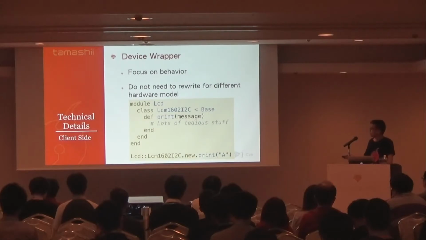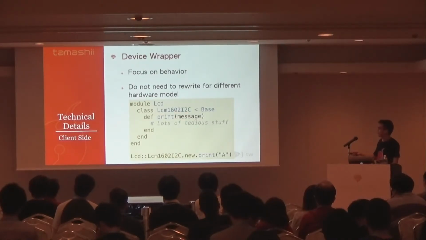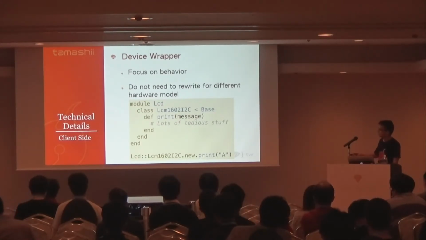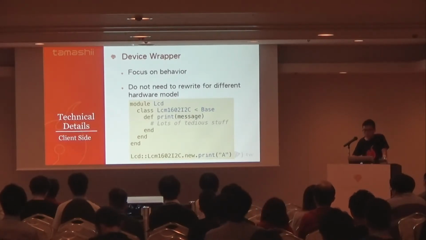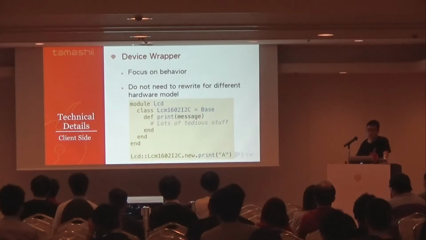Like this. We have a Ruby object called LCM1602-I2C. It has a method called print, and we will print the message with those tedious protocols, and the user doesn't need to know that. Although this means we need to handle the issue of different hardware components in the Tamashii, we still think it is necessary. Just like the Rails model, ActiveRecord will hide the different implementations from the user's database, for example, Postgres and MySQL.